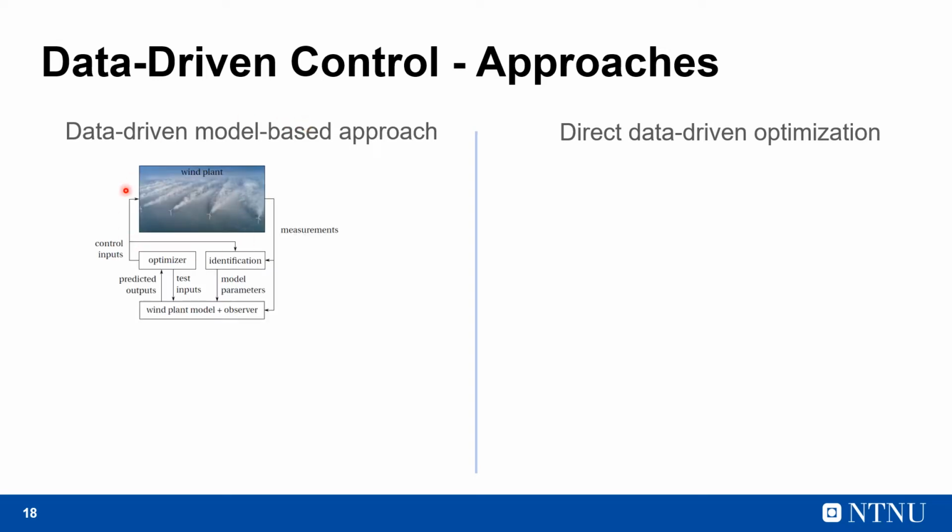In the data-driven model-based approach, there is always a parametric model, and wind plant measurements are then identified to estimate the model parameters, and an observer then updates the state of the model using the estimated model parameters. The optimizer then sends test inputs into this model, and the outputs are analyzed, and the test inputs that produce the best outputs are then sent as control inputs to the actual wind plant.